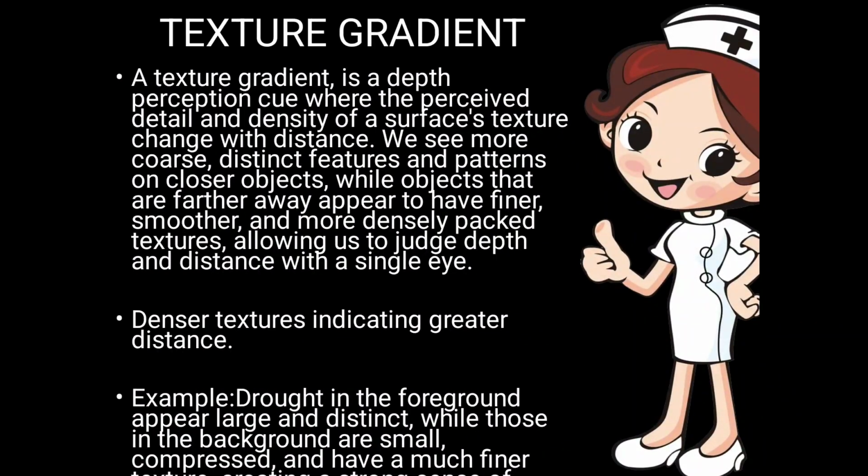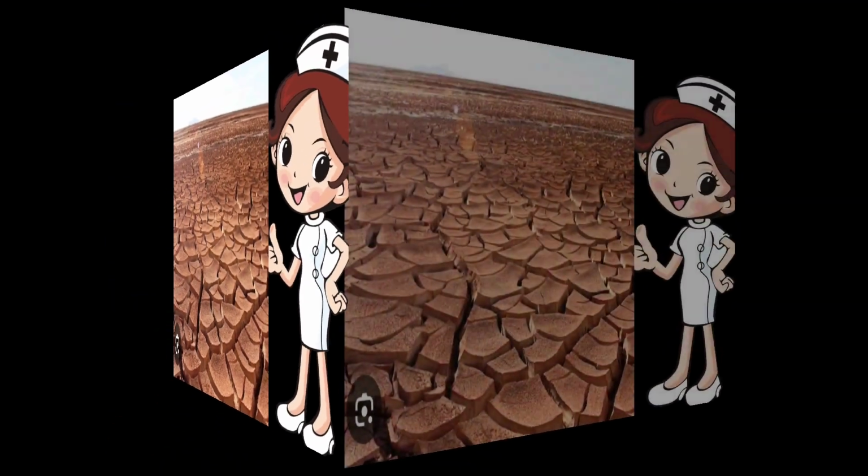Next one is texture gradient. Texture gradient is a depth perception cue where the perceived detail and the density of a surface texture change with the distance. As the distance changes, the texture gradient changes. We can clearly see the coarse, fine, distinct features and patterns, the finer things, when they are nearby. As they move into the distance, we are not able to find those finer details. Okay, it seems to be compressed.